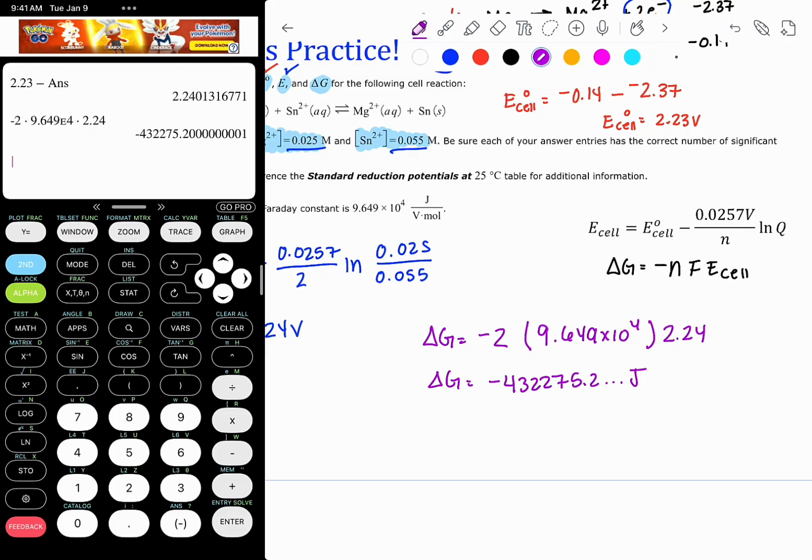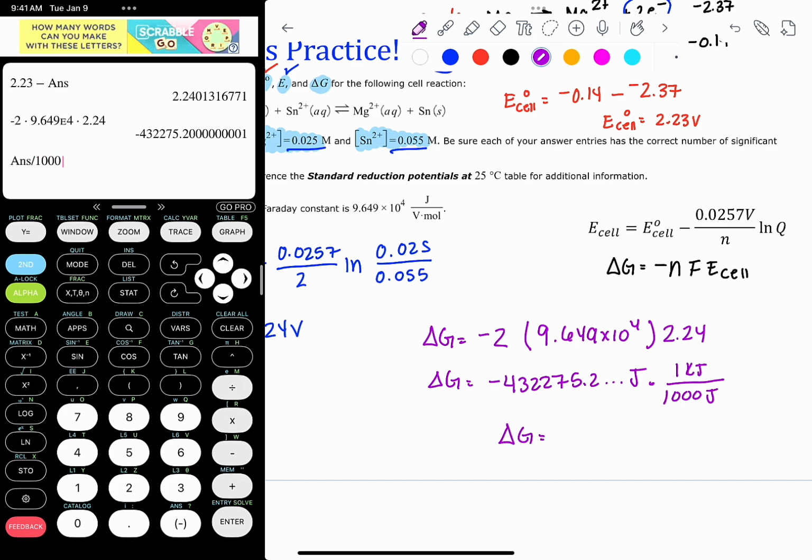It doesn't specify here what unit we need to be in because I didn't keep my answer boxes from our homework, but we can assume that if it's delta G, we're going to need it in kilojoules. So we're going to divide by 1,000 joules in 1 kilojoule to get our delta G at non-standard conditions to be negative 432 kilojoules. And we'll leave it there with 3 sig figs. Okay, our last problem that we have is in a separate video, so please just jump over to that video to finish up your note packet.